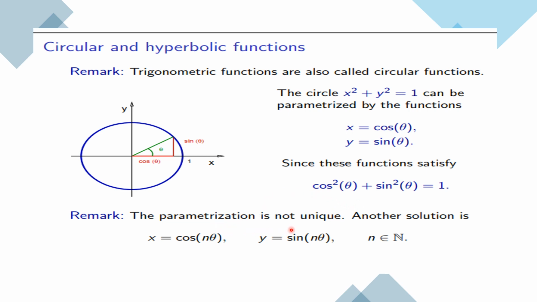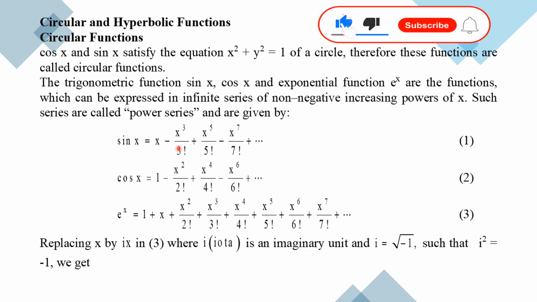This parameterization is not unique. Another solution is x equals cos n theta, y equals sin n theta, where n belongs to the natural numbers. Cos and sin satisfy the equation of a circle. Therefore, these functions are called circular functions.